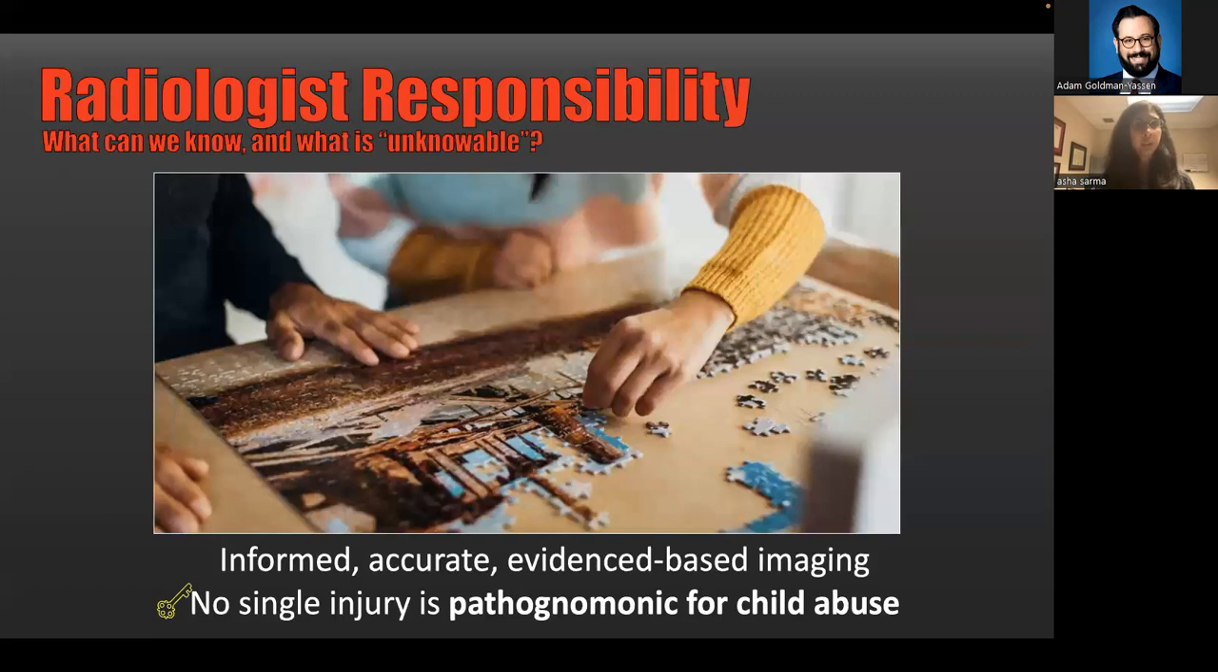What is the radiologist's responsibility? Our job is to provide informed, accurate, evidence-based imaging, to recognize that no single injury is pathognomonic for child abuse, and to use correct language to convey certainties and uncertainties. It's important for us ultimately to know what we can know for sure and what is unknowable, and learn how to express that appropriately.